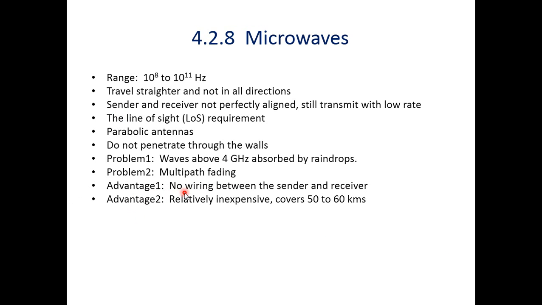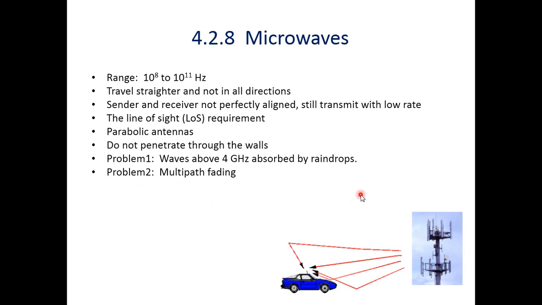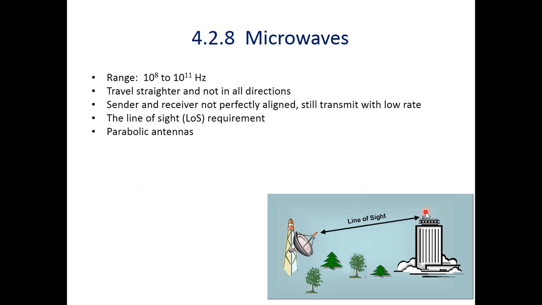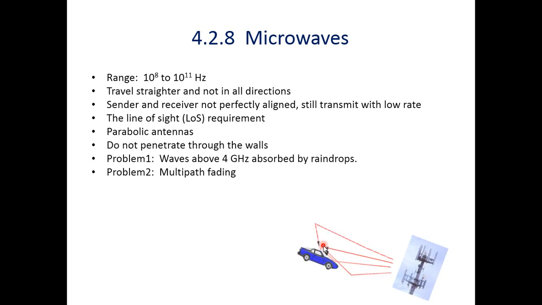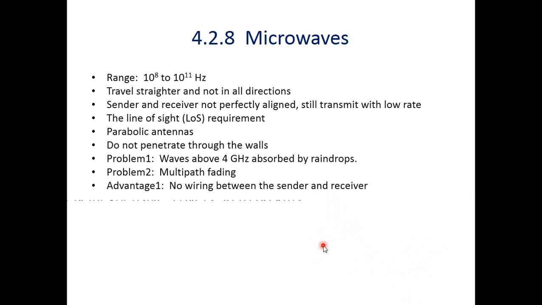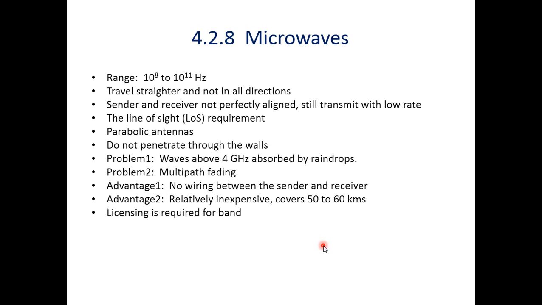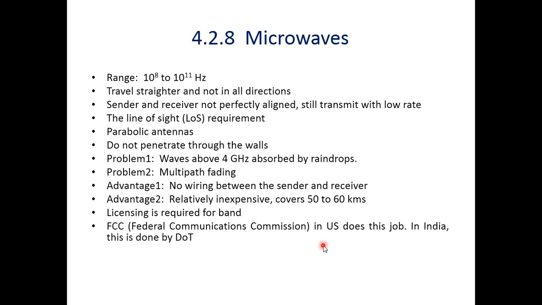But it has the advantage that there is no wiring between the sender and the receiver. Only two things are required: one is the antenna and the second one is the tower. If you have these two things, then we can easily transfer the data using the microwave. So the cost is inexpensive, we can say. The second advantage is that it is relatively inexpensive and can cover 50 to 60 kilometers. But for that, licensing is required. In the US, this job is done by the FCC, the Federal Communications Commission. In India, this is done by the Department of Telecommunication, DOT.